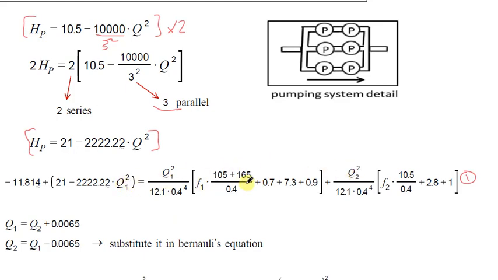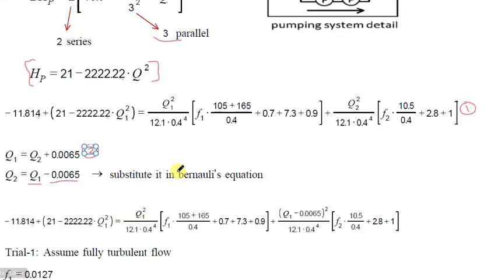Q1 and Q2, we have two unknowns in the Bernoulli equation. I cannot solve it. What I say is, we have continuity. This is the second equation. So from the second equation, you can say Q2 is equal to Q1 minus this much. So substituted in the Bernoulli equation instead of Q2, it will become this.